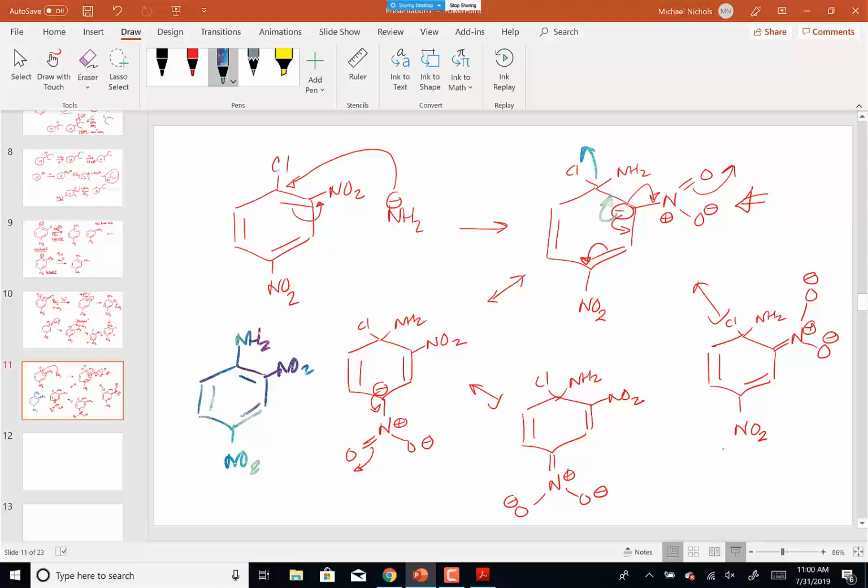You could do this same reaction with a hydroxide. It's got to be a fairly stronger nucleophile to overcome that last step. So it's got to be a poorer nucleophile, stronger base than a chloride. And so this is the mechanism for activated. It's technically only 2 steps, but there's 4 resonance structures you have to draw.